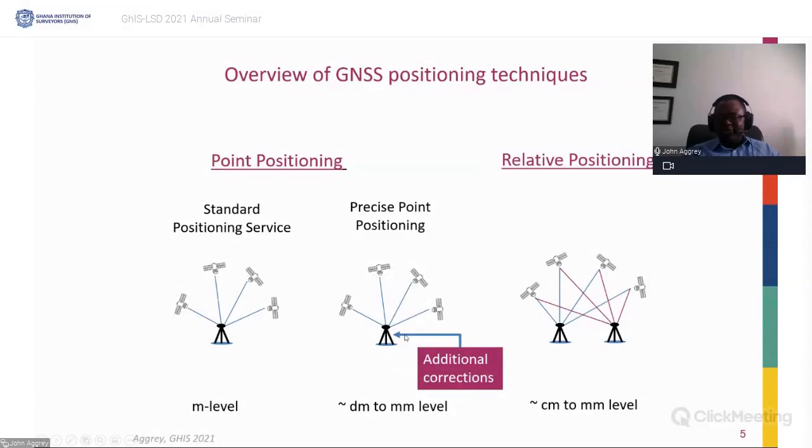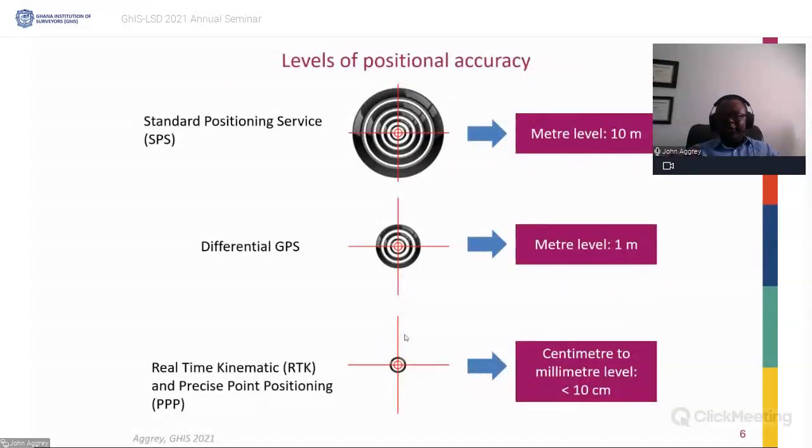Now, I'll show you the proof as I go along to the next slide. So in order for you to visualize what I mean, these are the levels of accuracy that you can get using these kinds of positioning techniques. For the standard positioning techniques, whereby we are not correcting for any other error sources, you get at least a 10-meter level of accuracy, which is not bad depending on the kind of work you are doing. But if you are using it for surveying, I don't think you want a 10-meter level of accuracy. It's not great, let me just put it that way.